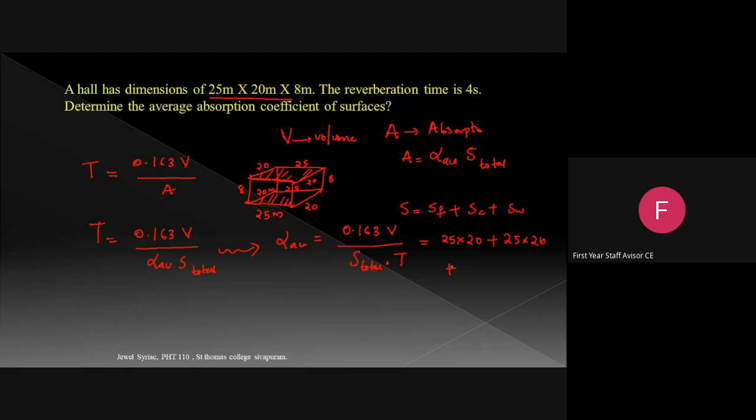So 20 into 8, but the left and right side walls have the same surface area because they are of the same dimension. So 2 into 20 into 8, plus there is another wall in front and back, a front wall and a rear wall. That is 25 into 8, so 25 into 8 into 2, because the front and back walls have the same surface area. So what is the total surface area?